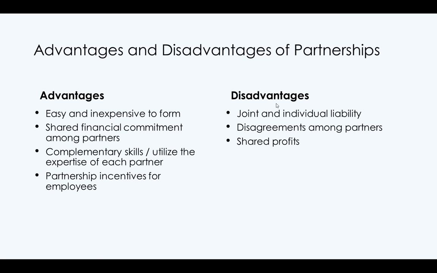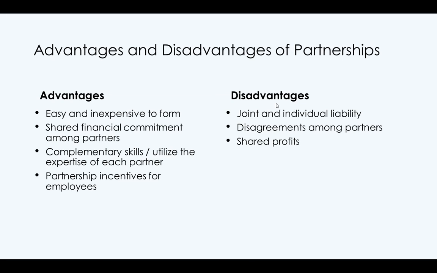So some advantages: it's still relatively easy and inexpensive to form. A little bit more complicated because of the paperwork and because you're dealing with other people, but other than that, not too complex. Shared financial commitment means that capital coming in, loans that you file for, all of that are being spread across multiple people. You're more likely to get that money. You're more likely to get capital startup funds because you have at least two people putting in your savings or two people going and getting loans.